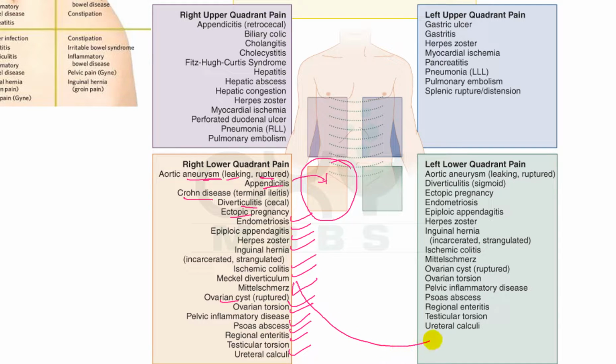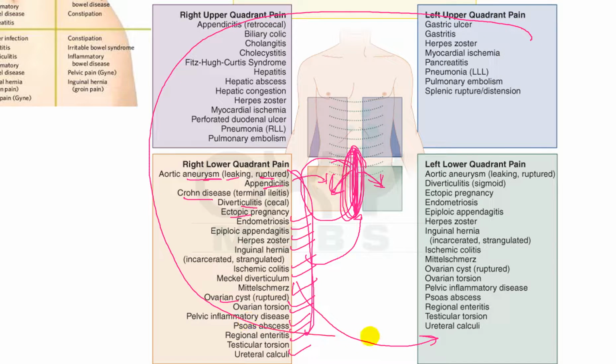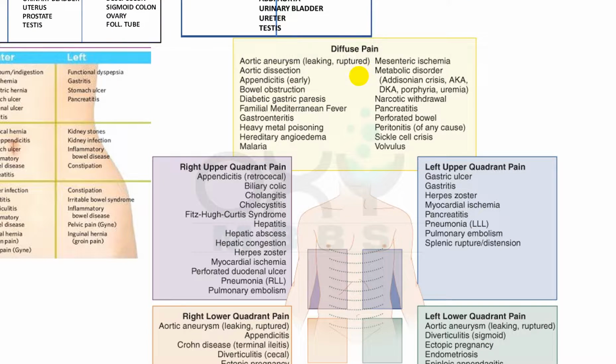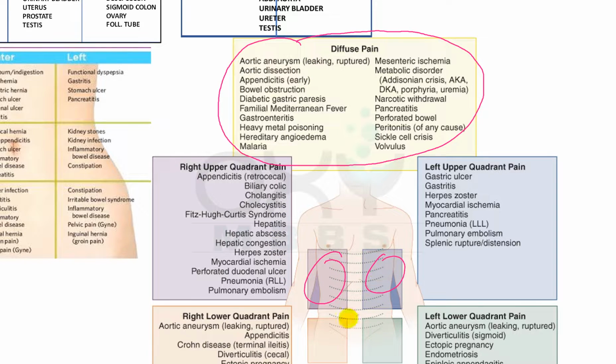And this is similar in this quadrant also, because all these pathologies are related to the different organs present in the middle section. So this pain will be also in this region and in this quadrant, also in this quadrant. So friends, please don't worry, we will discuss in detail all these disorders in the medicine and the surgery subjects. Okay friends.